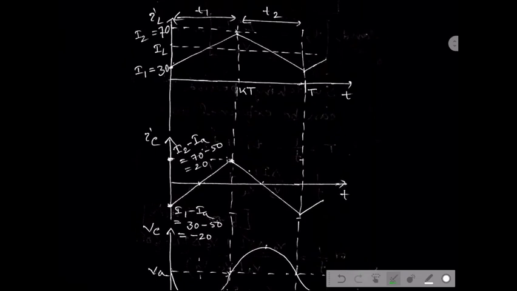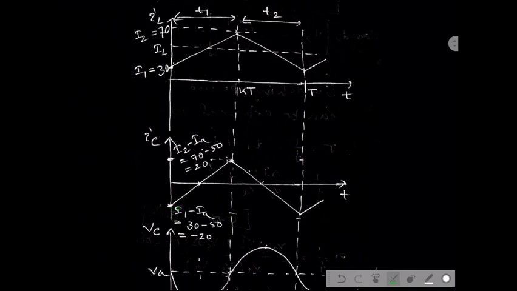So if we consider this, what happens during the inductor charging and discharging path? IC equals I1 minus IA. We assume I1 is 30 ampere minimum and I2 equal to 70 ampere maximum. At this point IC will be I1 minus IA, that is 30 minus 50, which gives minus 20 ampere. That is why it has started from this point, the negative part.